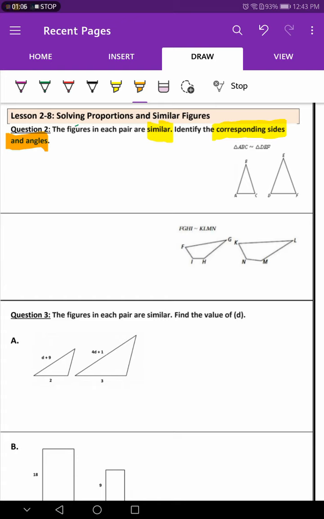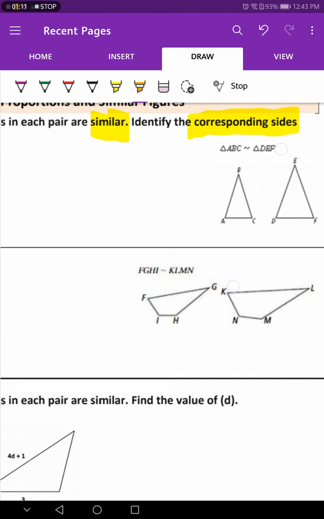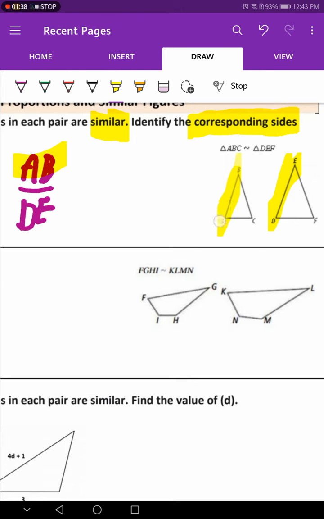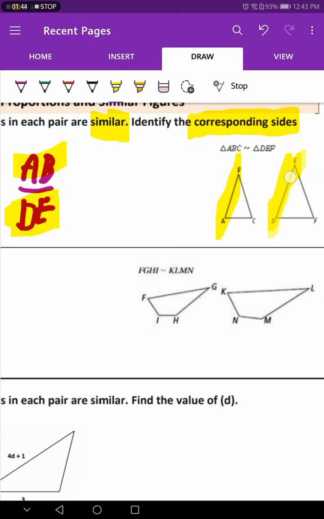Let us find out where the corresponding sides are and how we can write them. See, this side AB has the same position as this one, yes? So we write them one over the other. So I can write AB over DE, or the opposite is correct. So AB over DE. So this side is coming from here and this side coming from here, my dear student.